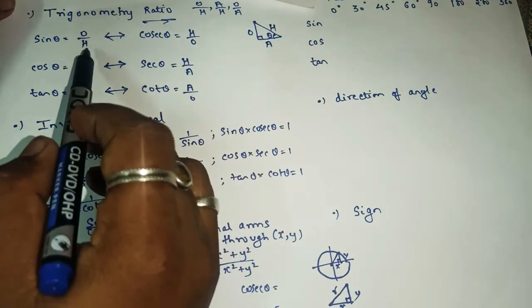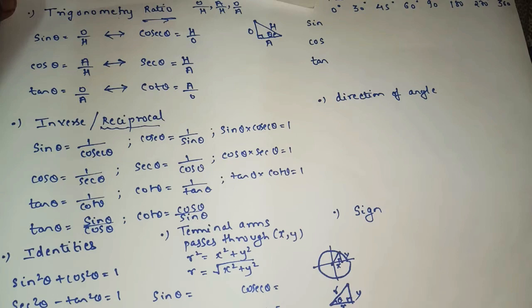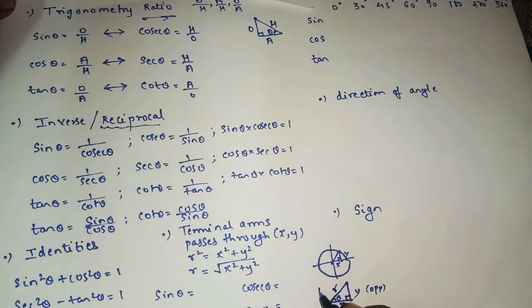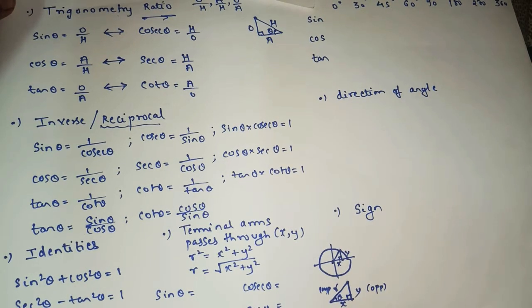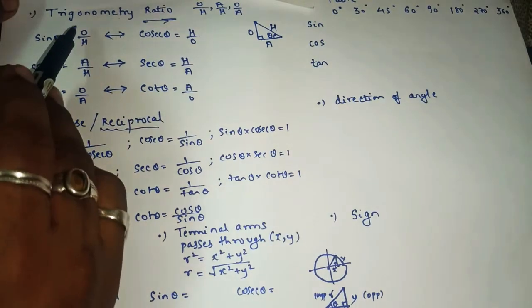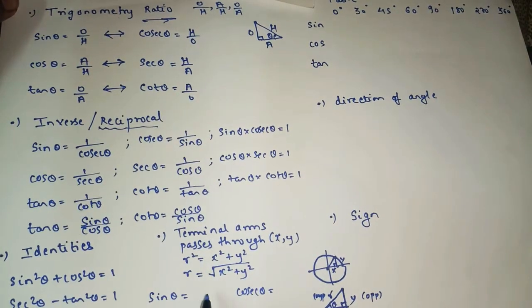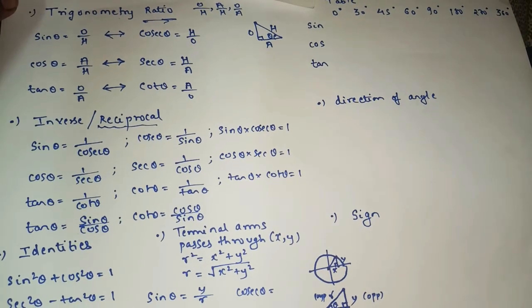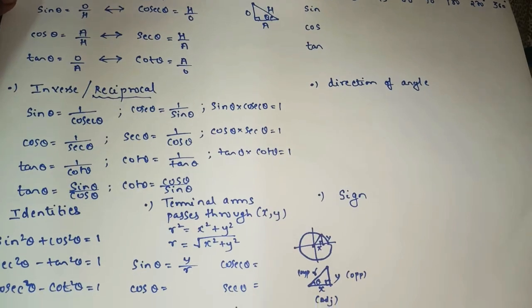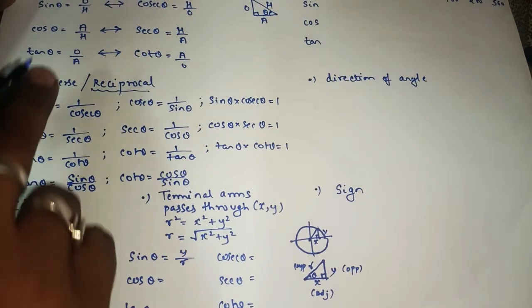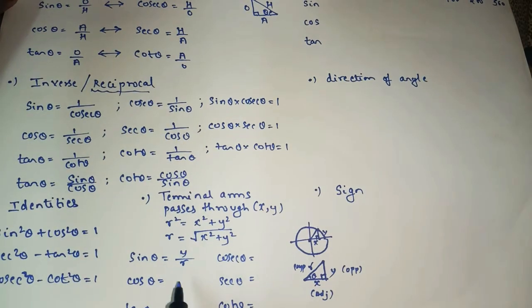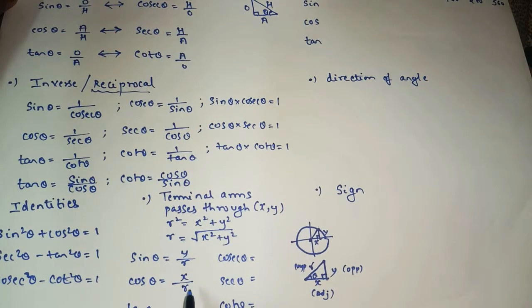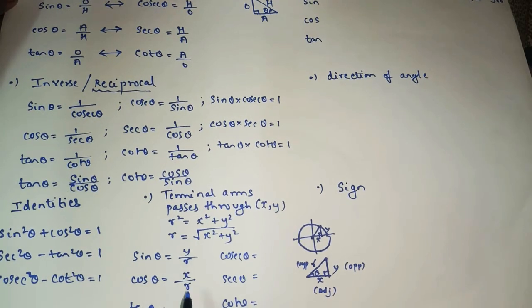So for sine, the formula is O upon H. Consider this as theta. Here we know this is the opposite, this is the hypotenuse, and this is the adjacent. So sin theta is O upon H. Your opposite is y, and hypotenuse is r. So here we got the formula for sin theta: sin theta equals y upon r. Similarly, cos theta equals A upon H. Here A is x, and hypotenuse is r. So here we got the second formula: cos theta equals x upon r.